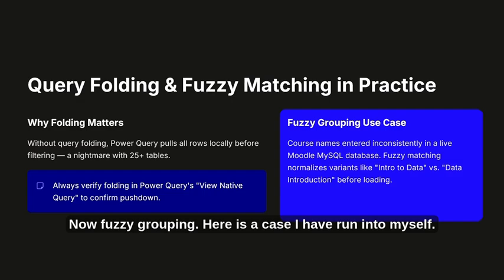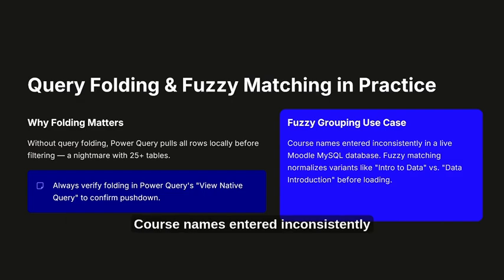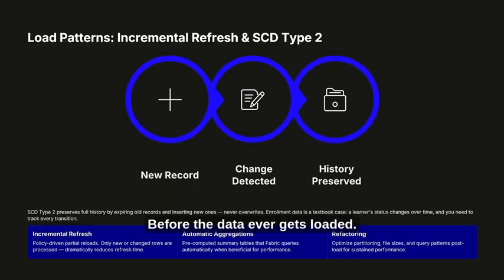Here is a case I have run into myself. Course names entered inconsistently in a live Moodle MySQL database. Fuzzy matching normalizes those variants like intro to data versus data introduction before the data ever gets loaded.